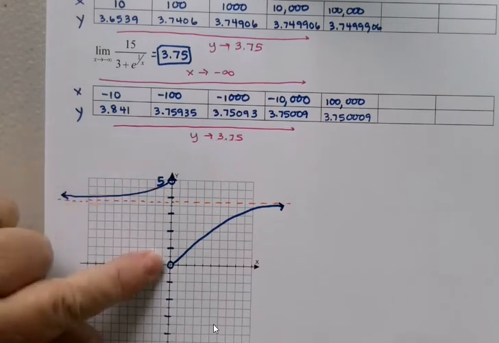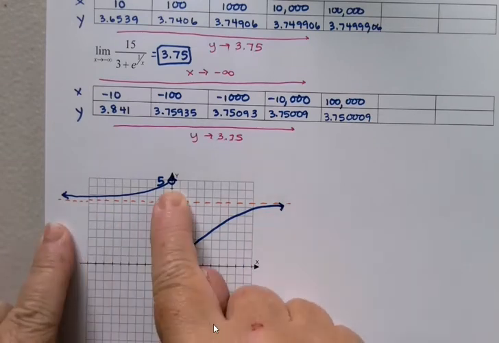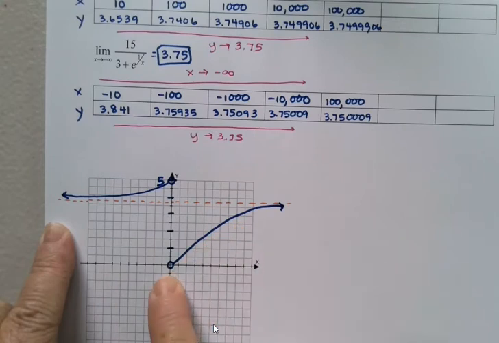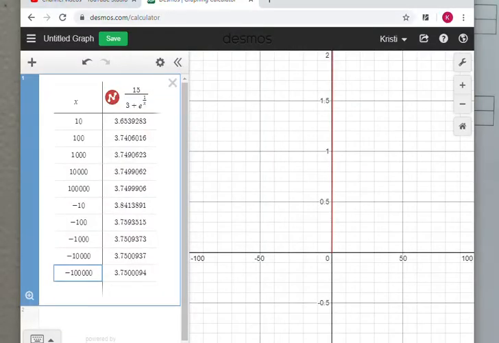I've got this jump right here at 0. I've got the approach of the asymptotes. And going to 0 from the left, I approached 5. Coming to 0 from the right, I'm approaching y equals 0. Let's verify that with our Desmos graph, and here it is.